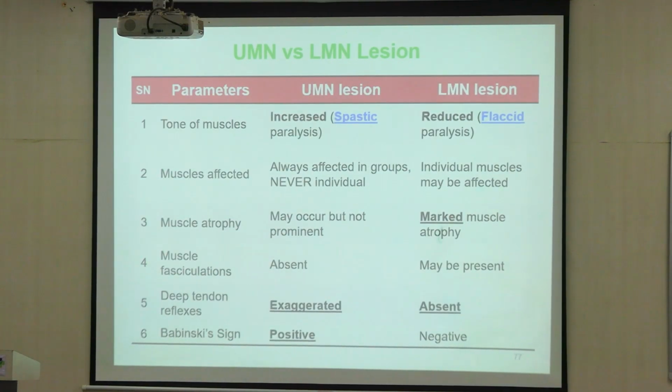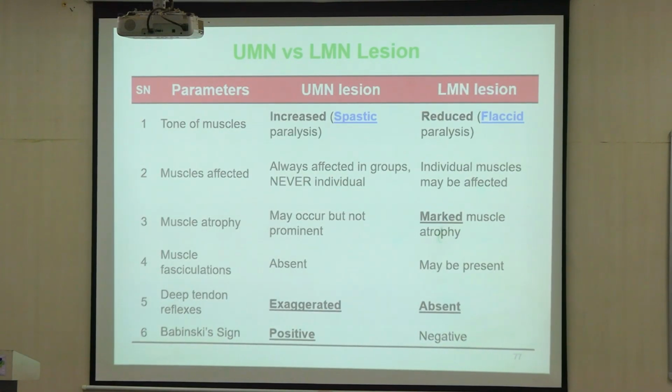A very classical difference. Tone of the muscle is more in upper motor neuron lesion and tone of the muscle is less in lower motor neuron lesion. You have seen two words, spastic and flaccid. If you come below, the next one, very striking difference is muscle atrophy, which is a very classical and outstanding feature of lower motor neuron lesion.